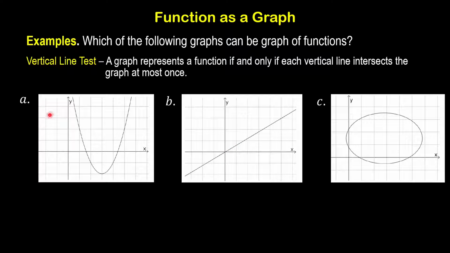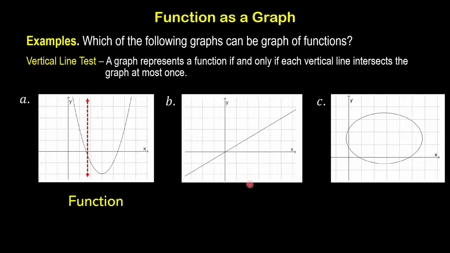For example, in this given graph right here, if you're going to draw or sketch a vertical line at any point on the graph, let's say here, as you can see, the vertical line touches the graph at exactly one point, which is right here. So therefore, this one right here is a function. And in fact, this given graph is the graph of a quadratic function.